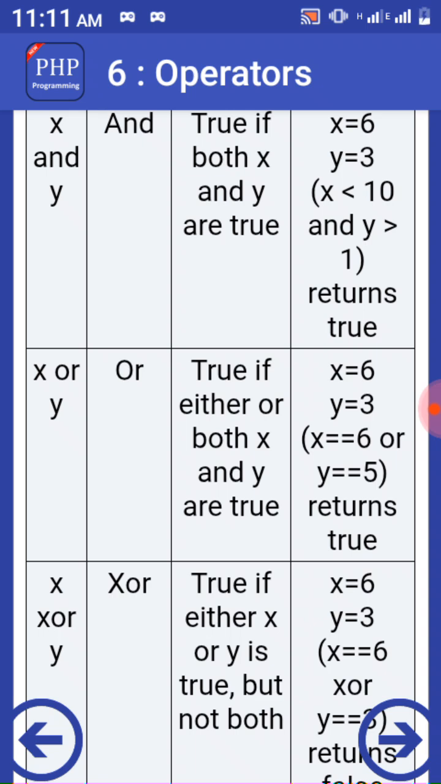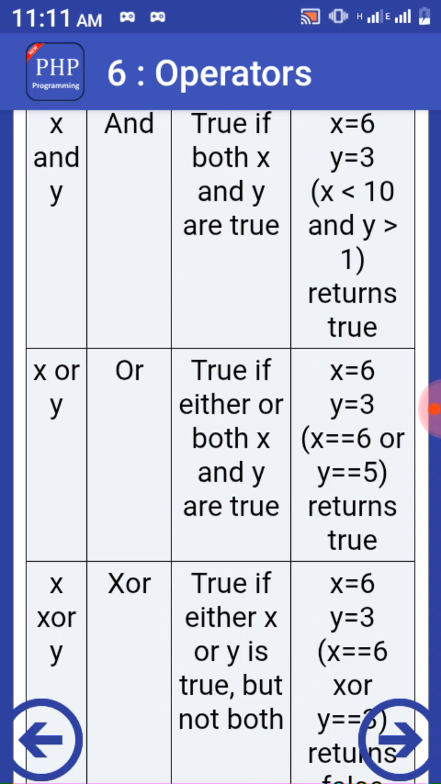X equals 6, Y is equal to 3. X equals 6 or Y equals 5 returns true, because X is identical to 6. Y is 5 or Y is identical to 5? Let's see this one: 6 or 6 is true. True if either or both X and Y are true.